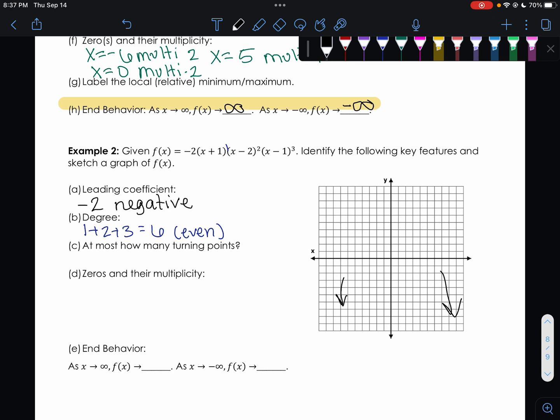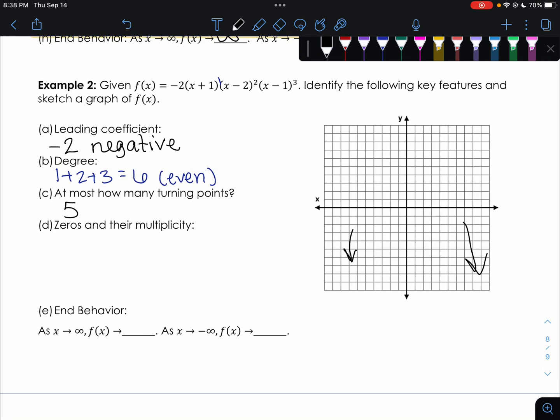How many turning points should it have? Well, I have the degree this time, so I'm going to subtract 1. And at most, it can turn 5 times. We want the zeros and their multiplicities. So if I set that first one equal to 0 and solve, I get x equals -1. That second one, I get x equals +2. And that third one, x equals +1. So I'm going to plot those points on this graph, -1, +1, and +2. And we're going to try to sketch this graph to the best of our ability.